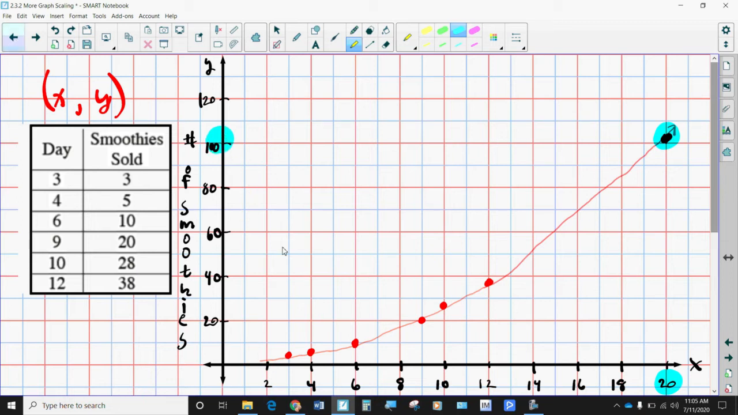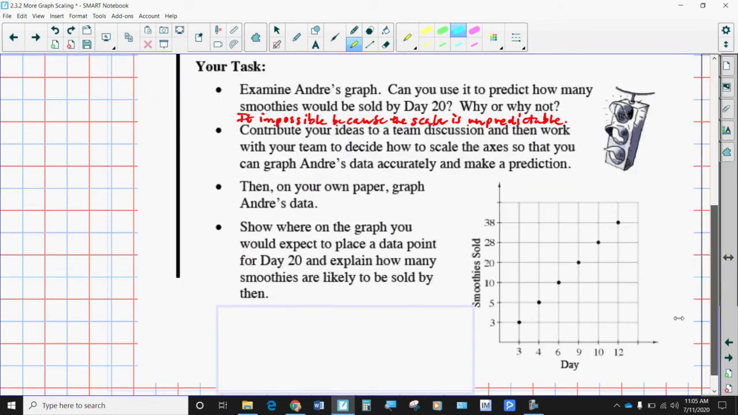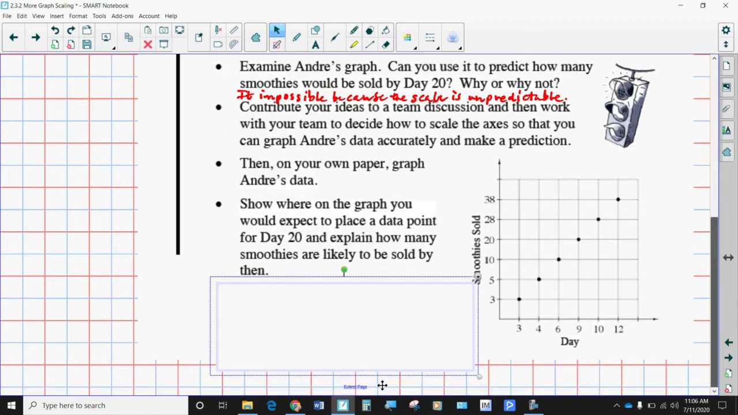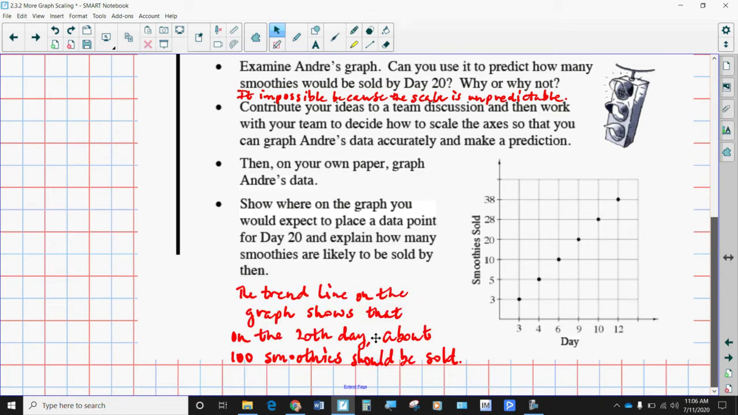So if we're going to make the prediction here, show where on the graph you would expect to place a data point for day 20 and explain how many smoothies are likely to be sold by then. Ooh, sold by then. Maybe it is the total number of smoothies sold. I don't know. I think it's per day. So the trend line on the graph shows that on the 20th day, about 100 smoothies should be sold.